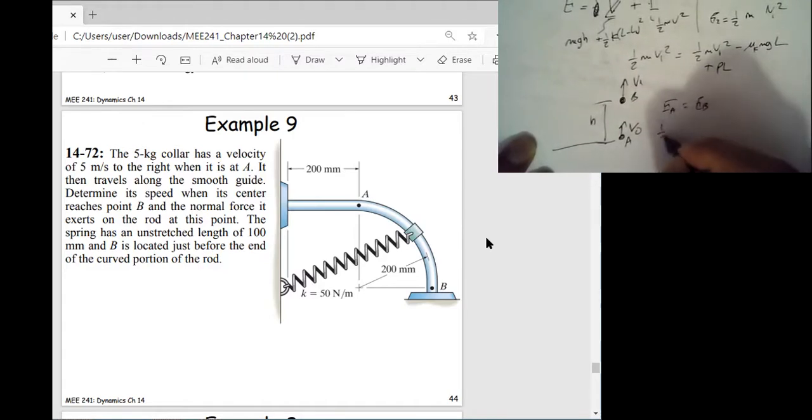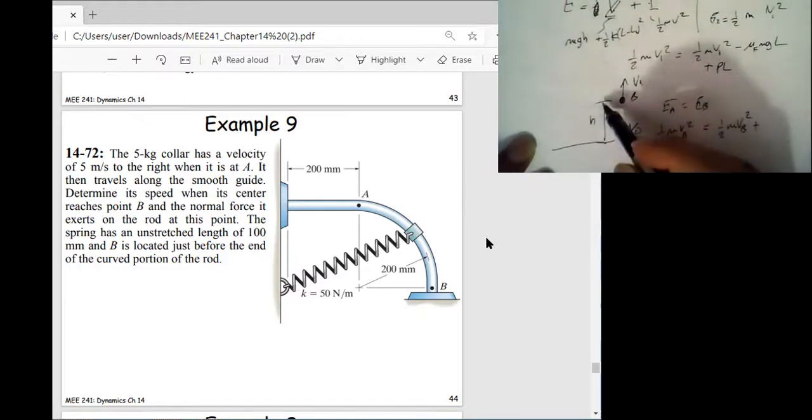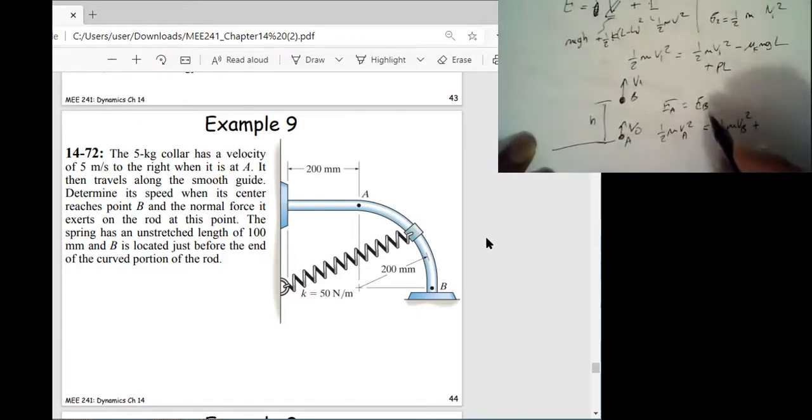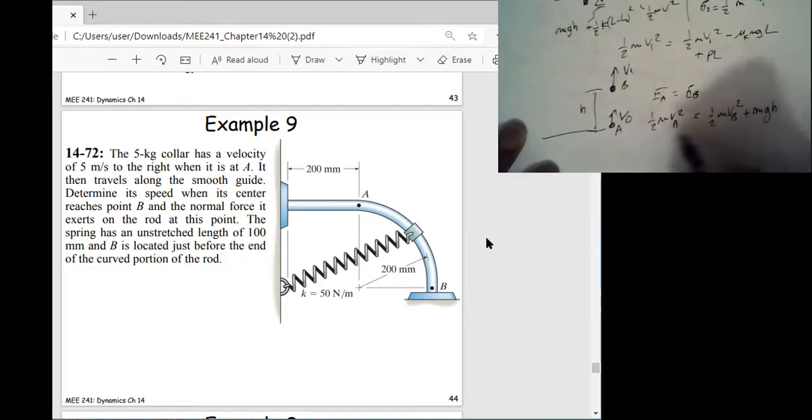What is EA? It is 1/2 m VA squared, and that's it. It has no potential energy. At B, what is my kinetic energy? 1/2 m VB squared plus whatever potential energy I have. The potential energy is actually eating from the initial energy, so plus mgh. Now you try to find VB squared.